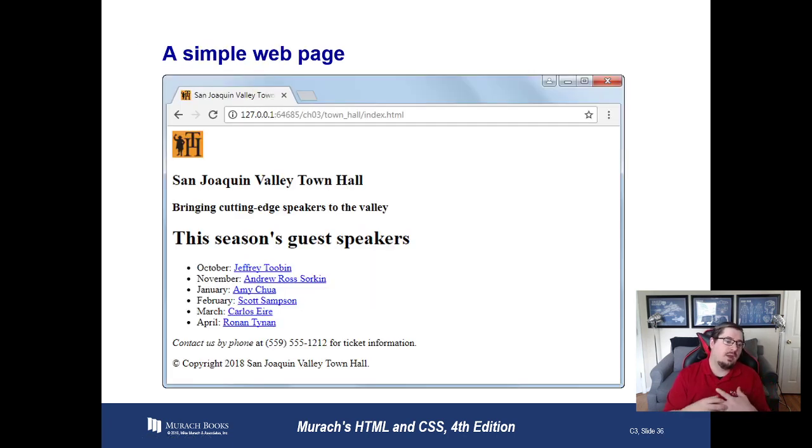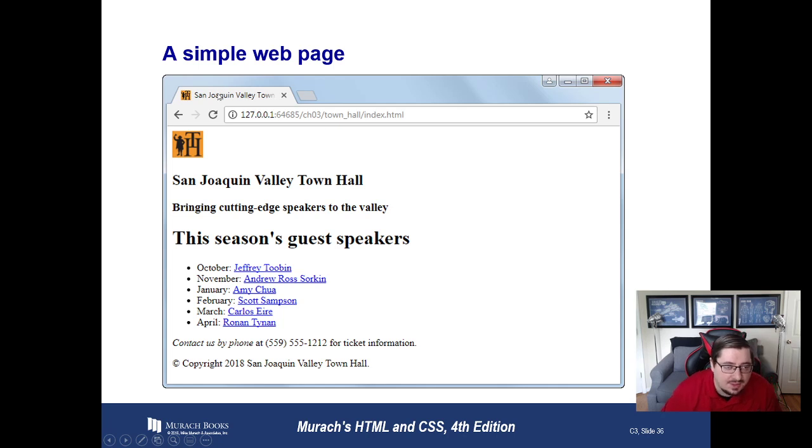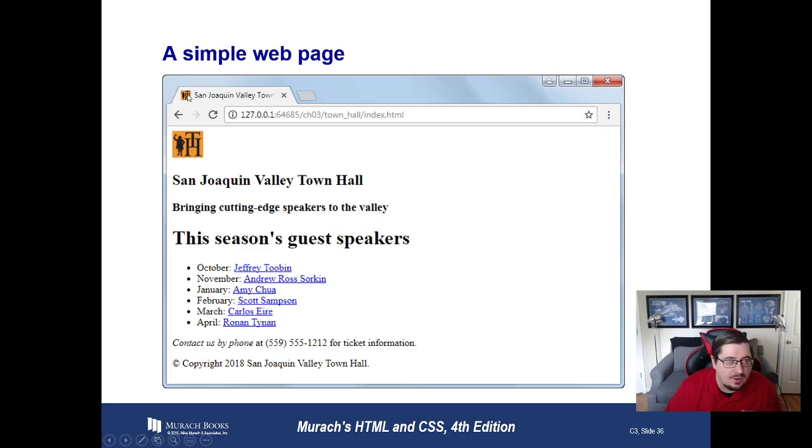So let's look at the HTML that might be behind this page. We're going to start at the top. We've got the head first. Remember, the head is stuff that's not shown on the page. So I have the title, San Juan Valley Town Hall. Okay, so I can see that up here. The shortcut icon, favicon.ico. All right, I can see that there.